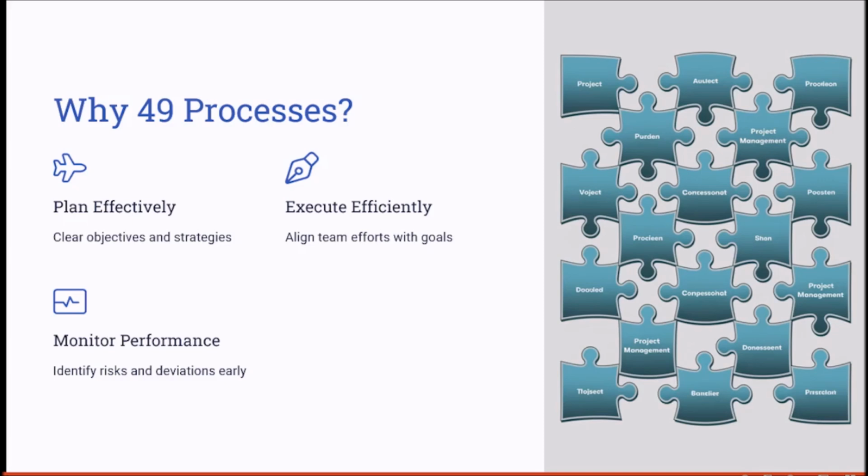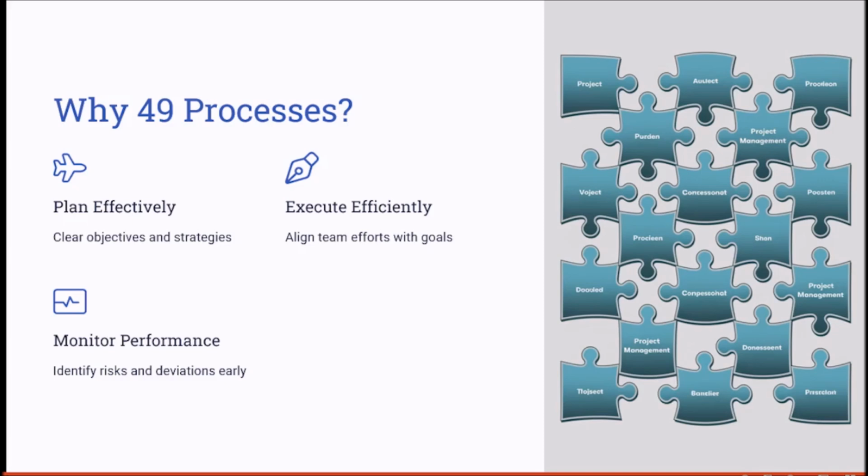Why are the 49 processes necessary to ensure project success? The 49 processes cover every key aspect of project management and help project managers to plan effectively by ensuring clear objectives and strategies. Also, they ensure the execution goes in an efficient way by aligning the team efforts with the project goals.